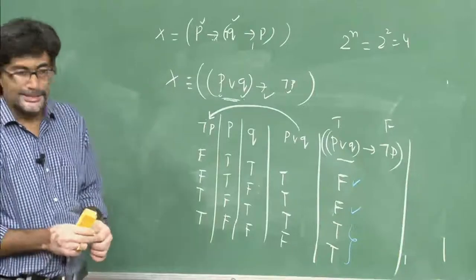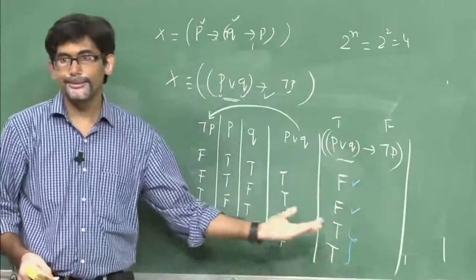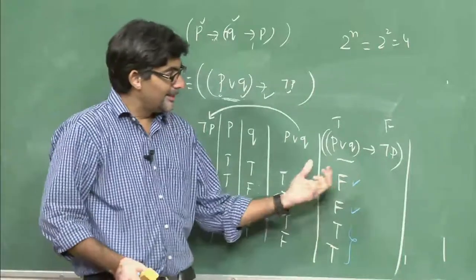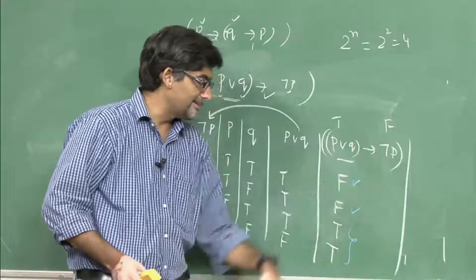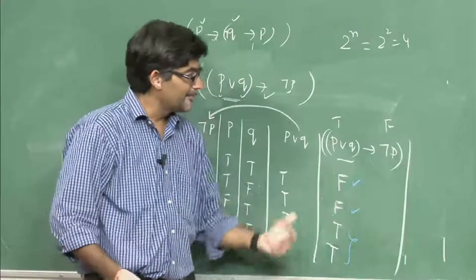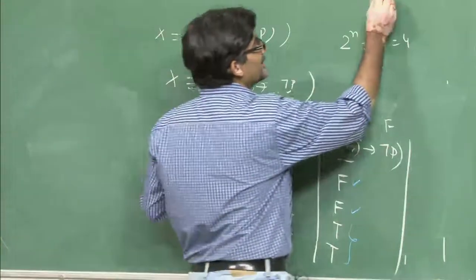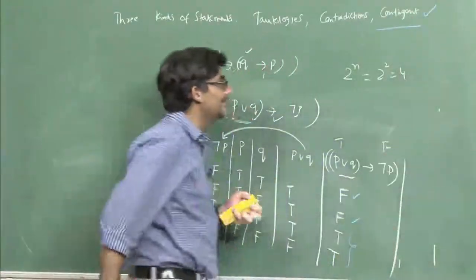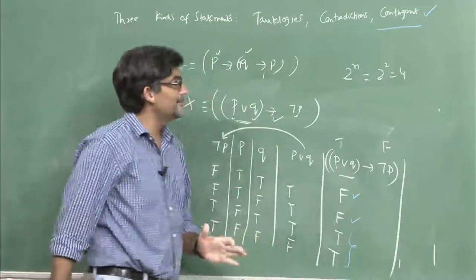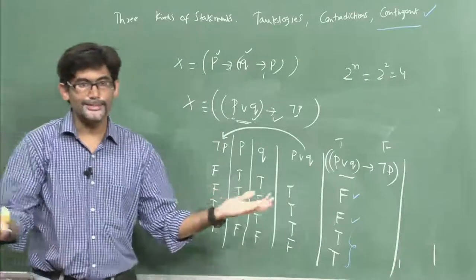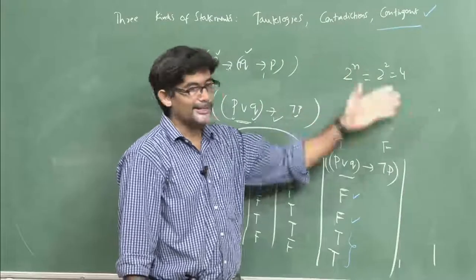If you had got all F's, then it is considered to be a contradiction, which you didn't get. In the same way, if you had got all T's under the main logical connective, implication, then it is considered to be a tautology, which is not the case here. So that means it is considered to be a contingent statement. So using a truth table you can classify the statements of propositional logic into tautologies, contradictions and contingent statements.